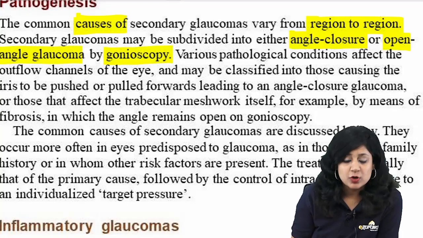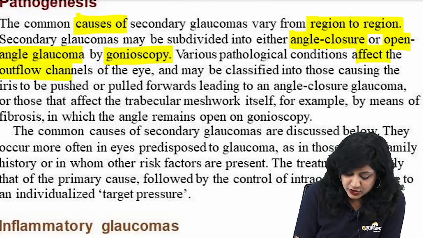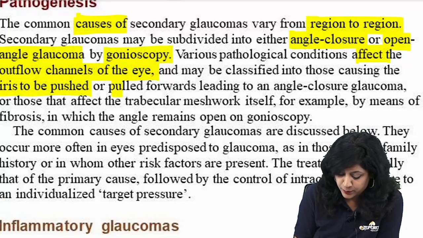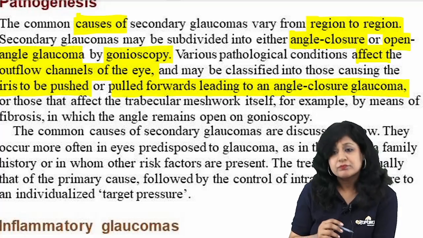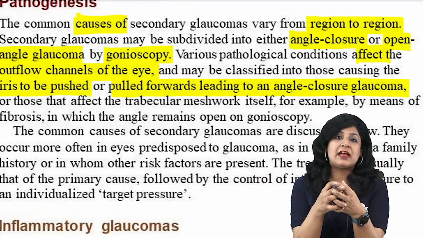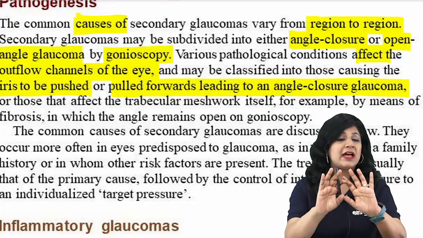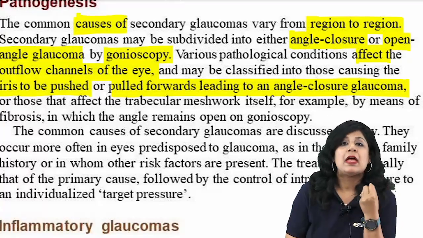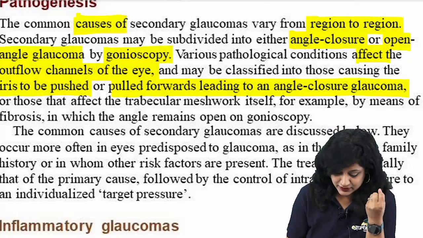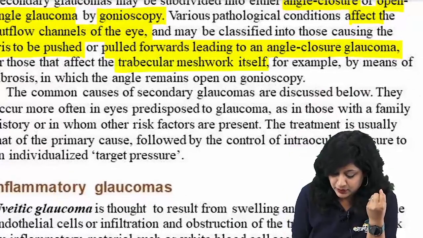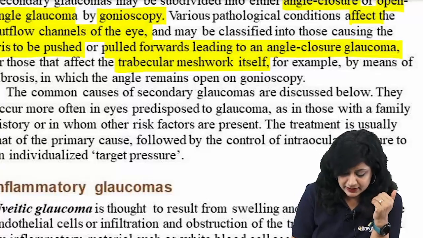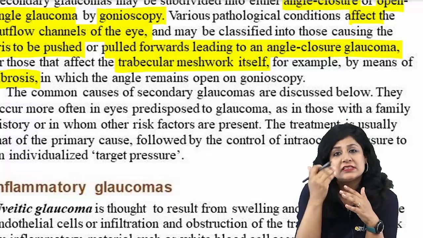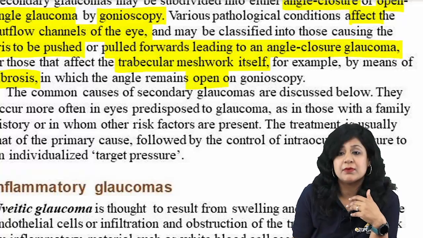And we have various pathologies which affect the outflow channels of the eye. They may be classified into those causing the iris to be pushed or pulled forward, leading to angle closure glaucoma. So whenever you have sudden closure of the angle of the anterior chamber, you can have pushing of the iris towards the cornea, or pulling of the iris. Both can lead to sudden closure of the angle, or there are those that affect the trabecular meshwork itself. It could be by fibrosis also, and the important thing about fibrosis is that when you see the angle on gonioscopy, the angle remains open.